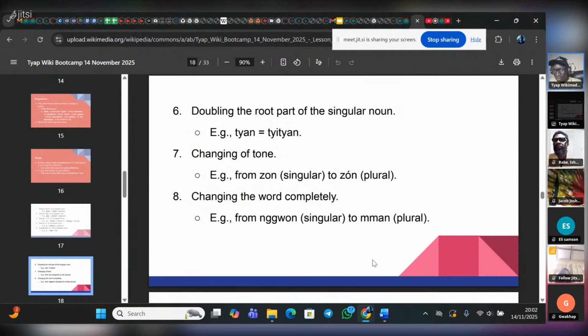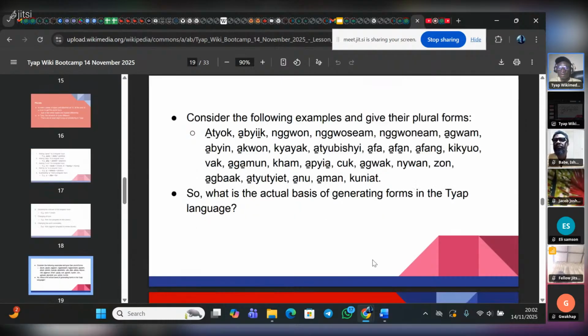So these are the entire ways of pluralizing. I don't know if there are other ways for pluralizing in Tyap. These are the major ones, the 8 major ones we have discovered thus far. Now we can consider the following examples and give the plural forms.